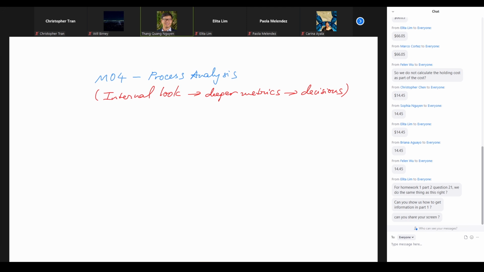All right, so here is an overview of what we do in module 4. This is an overview of the main content. Besides the main content, we will have other topics. So first of all, we will learn how to draw the process flow diagrams.